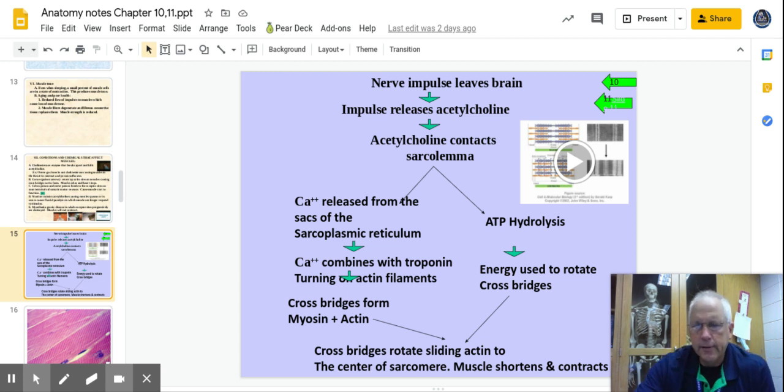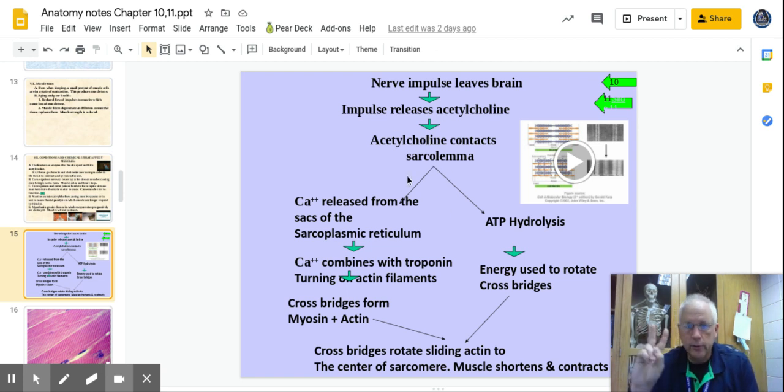Okay. And at the same time, little Bio 1 review, we're going to hydrolyze ATP, or break ATP apart. If you guys remember, energy is never created nor is it destroyed. It has to go somewhere. So we have stored up all this energy in ATP from digestion of food and throughout the day. And this is where we're going to use it. So ATP gets broken apart by acetylcholine.